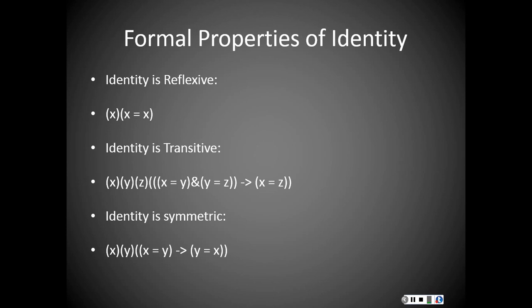Okay, so now that we've identified these formal properties of identity, I'll go ahead and give you an opportunity to prove, using the rules that I've just given you, that all of these sentences are theorems. And that is your current homework assignment.